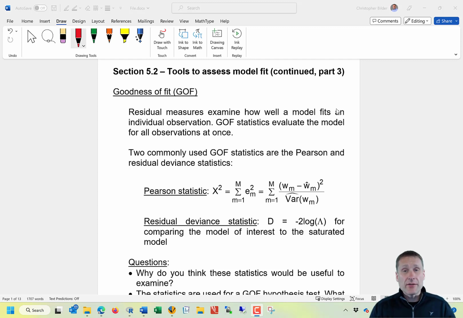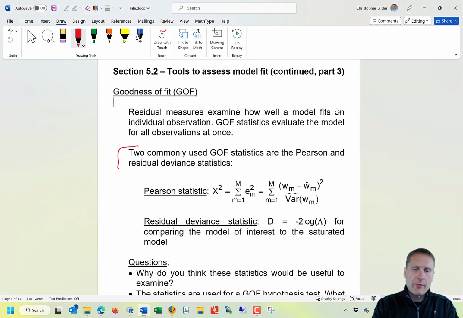This set of notes allows us to continue looking at ways we can assess the fit of a model. In the past, we were looking at, for one particular observation, a standardized Pearson residual, which would give us some information about how well the model fits that one particular observation. But instead, you may be interested in an overall general measure of how well the model fits the entire data set. And that's the purpose of goodness of fit statistics.